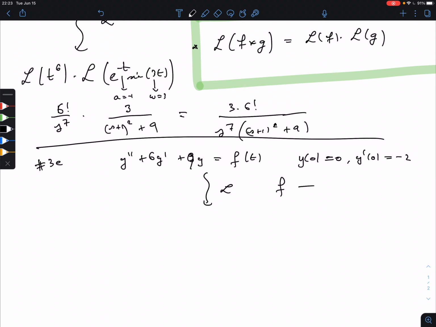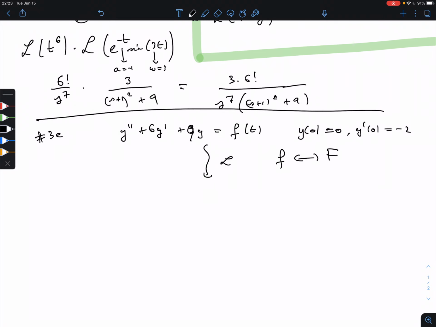So what we do is we take the Laplace transform on both sides. Let's call the Laplace of little f capital F, the standard thing to do. Then we take the Laplace of this term, plus 6 times the Laplace of this term, plus 9 times the Laplace of this term, and that is equal to capital F. We're going to call the Laplace of little y capital Y. We follow this convention of replacing lowercase with uppercase to denote the Laplace.